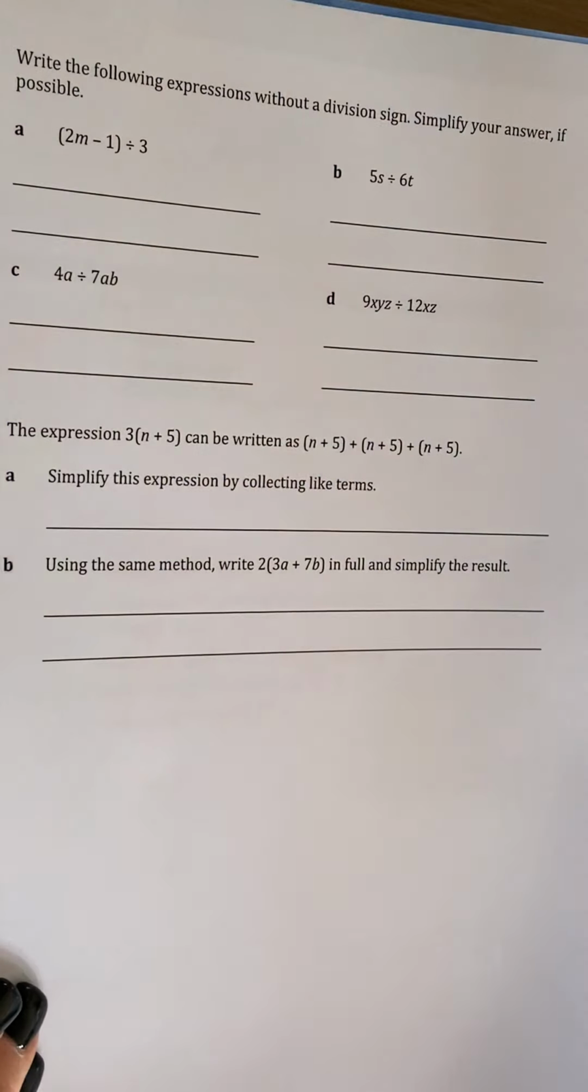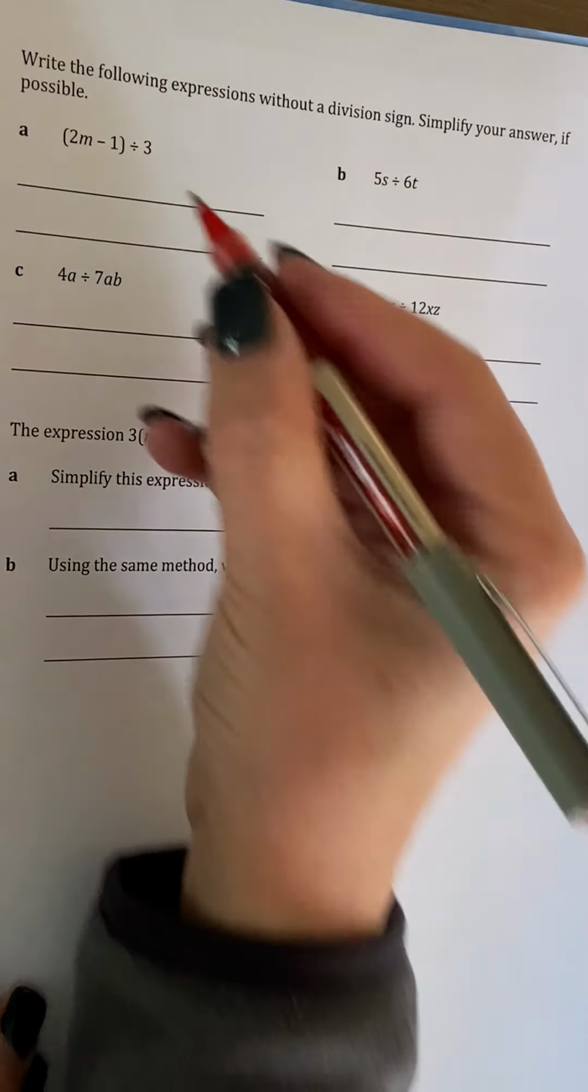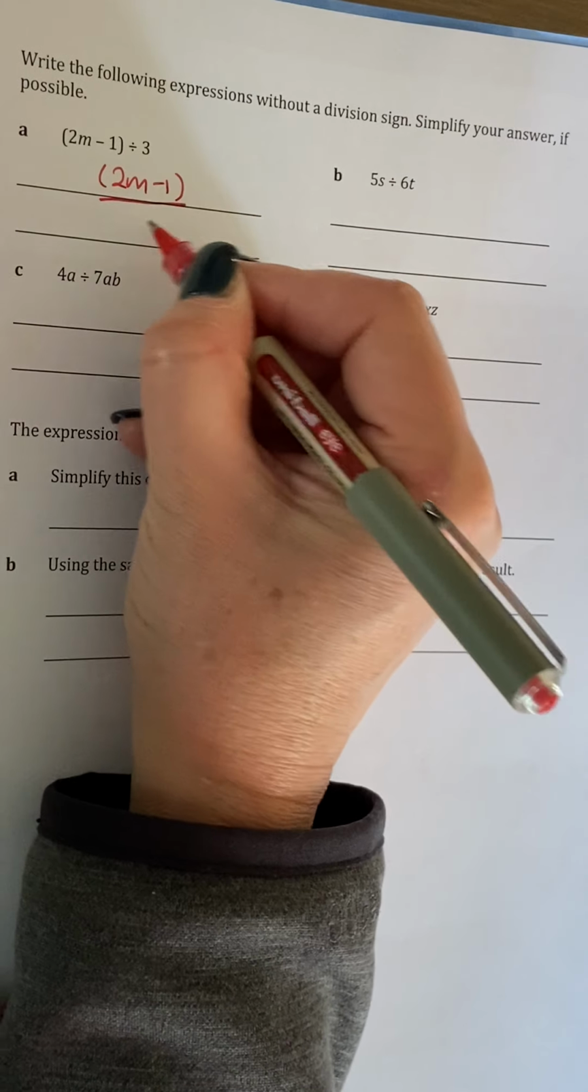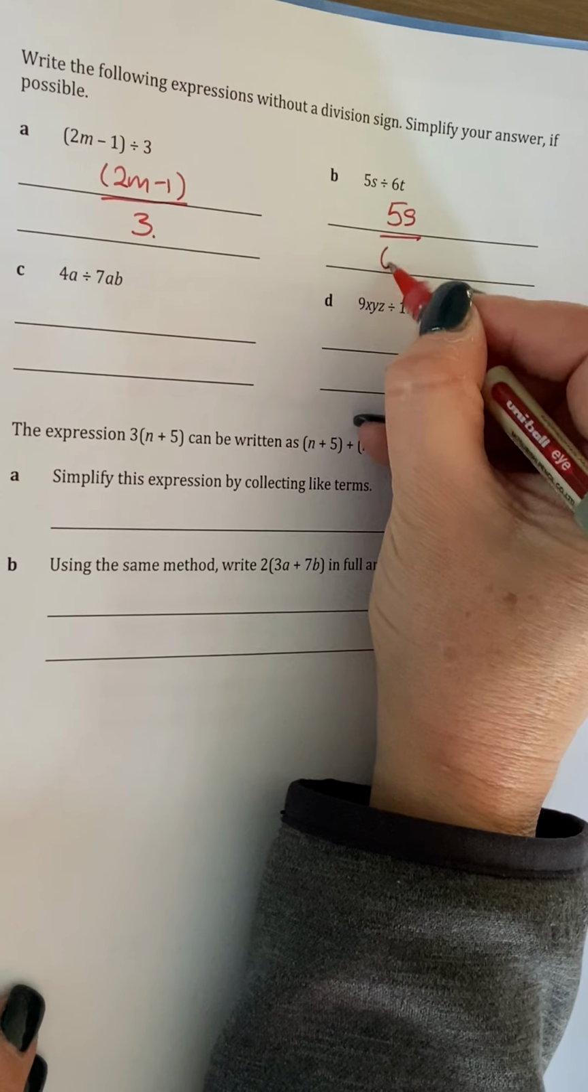And on to the last page. Write the following without a division sign. So last time we did write without multiplication sign. So we've got 2m minus 1. It stays together because of the brackets, divided by 3. 5s divided by 6t.